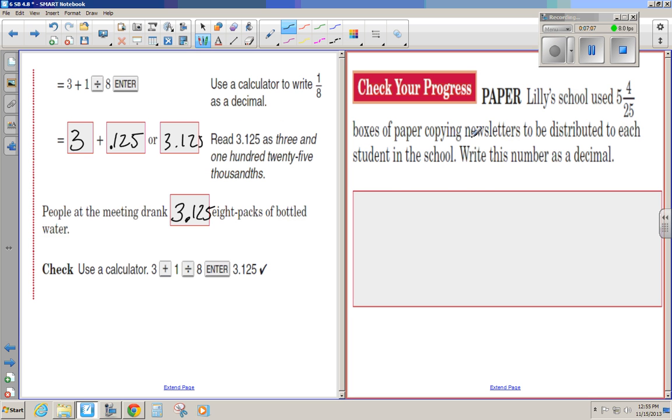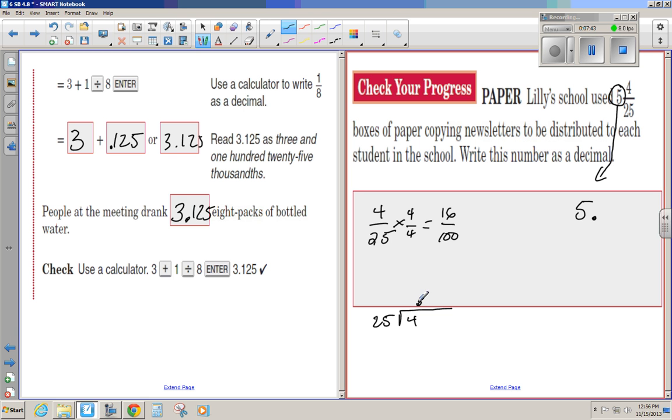All right, almost done. So Lily School uses 5 and 4/25. Remember, the 5 is left alone. So it'll end up being 5 point something. And 4/25, you can do it two ways. You can simply say to yourself, hey, 25, I know. Let's multiply by 4/4. And now I have 16/100ths. Or you could set up the long division.